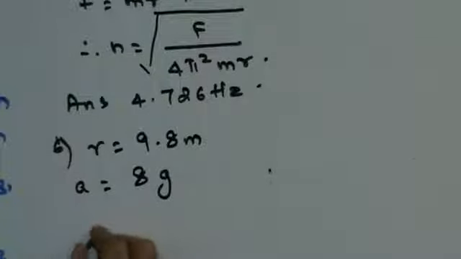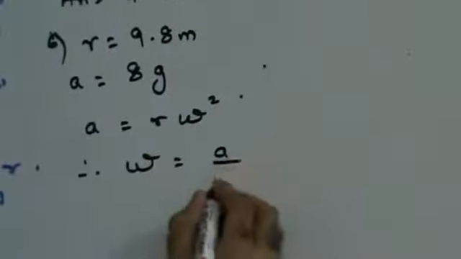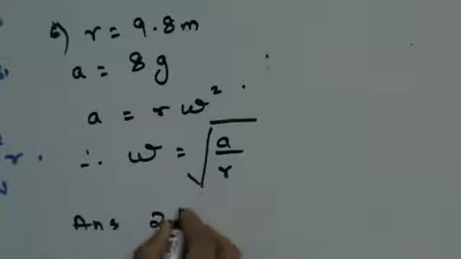Very simple, straightforward. a is equal to r omega square. Therefore, I can say omega is under root a upon r. They've given you a. g can be taken as 9.8 meters per second square, and you should be able to get the answer for this. The answer for this should be 2 root 2.